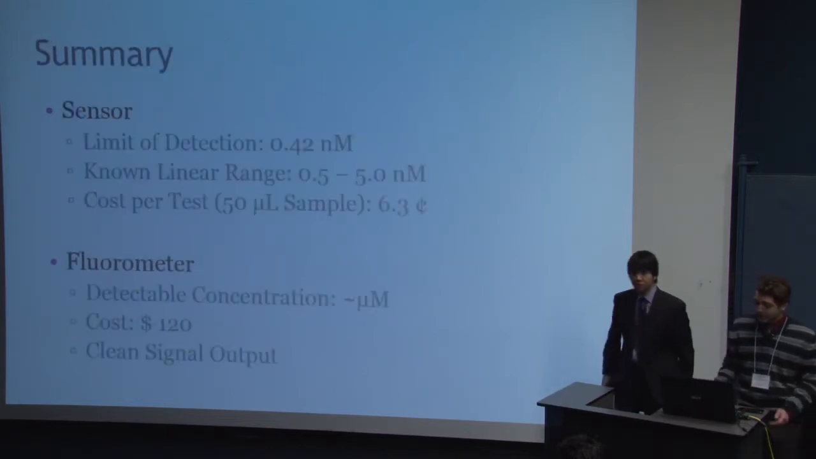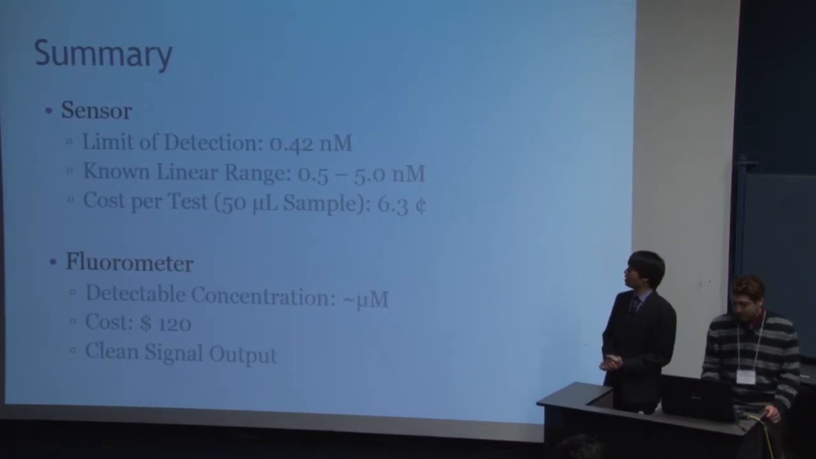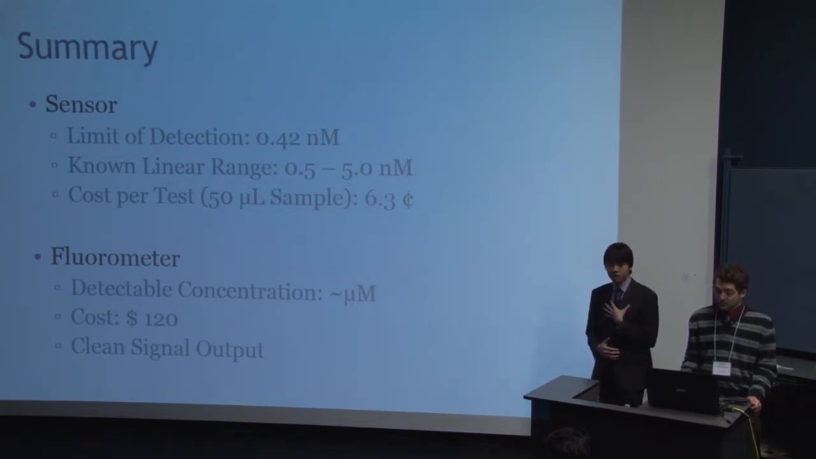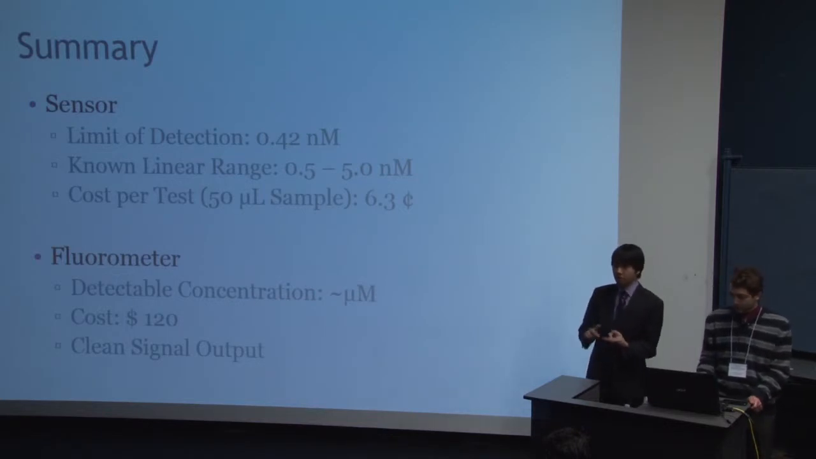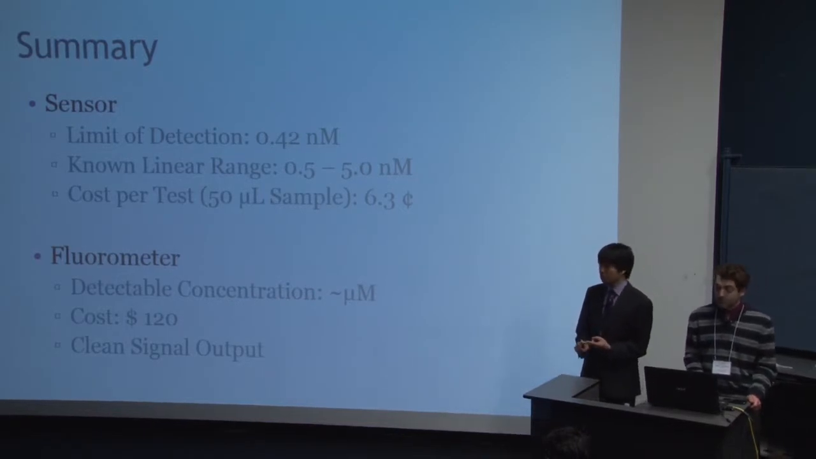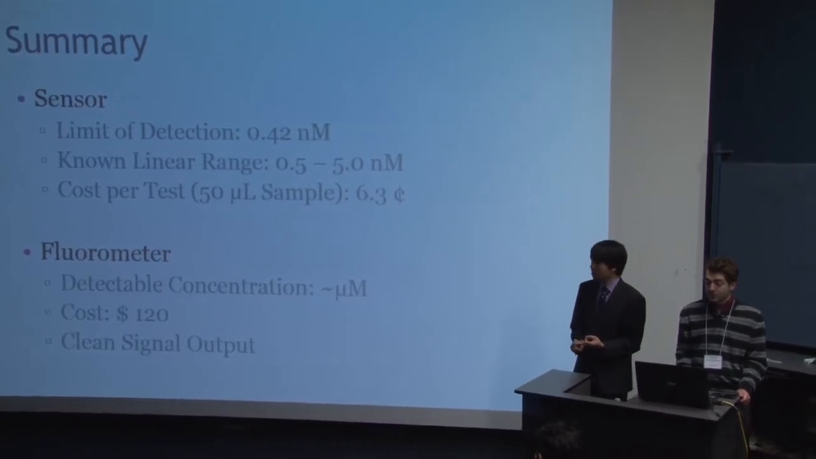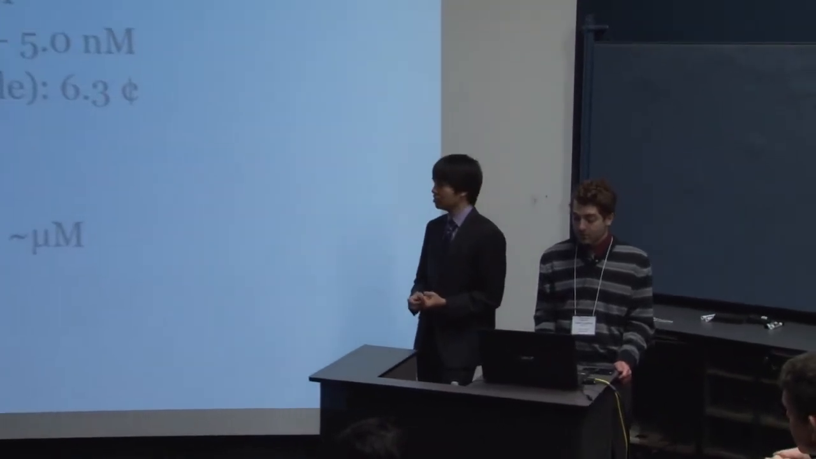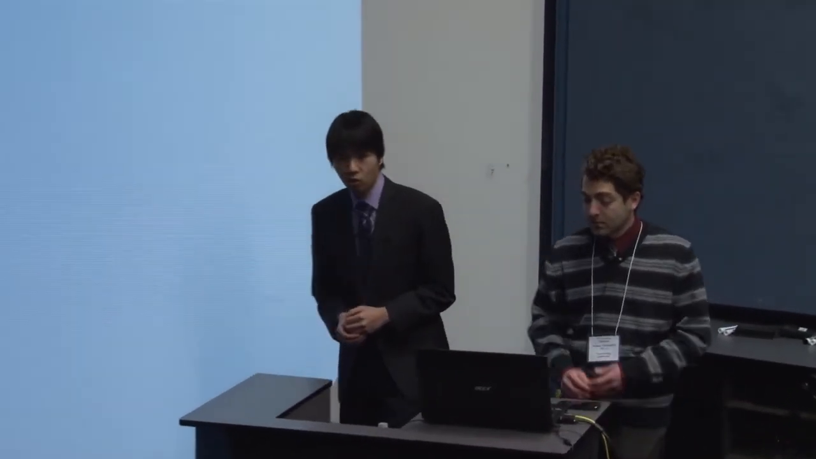So now, in summary, just to reiterate what we've already presented, our biosensor was capable of determining a limit of detection of approximately 0.42 nanomolar, with a known linear range between 0.5 and 5 nanomolar. The cost per test, based upon the prices that we ourselves paid for the materials, and assuming that we're adding a 50 microliter sample to 50 microliters of sensing solution, would be a mere 6.3 cents. And although not noted earlier in our presentation, the actual readout time is on the order of minutes, provided that the sample is well mixed.